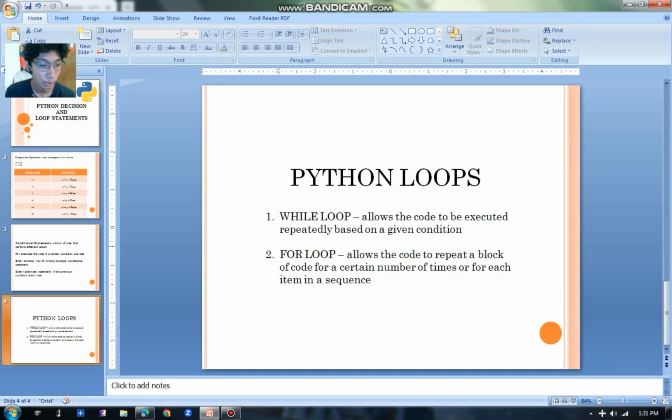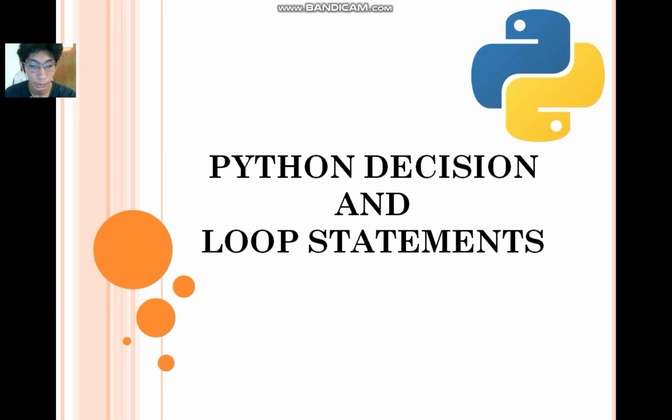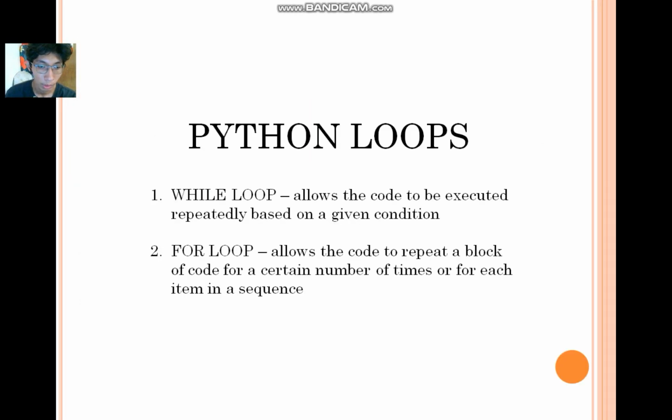Python loops. In programming, loops are a way of repeating a set of instructions or a block of code until a certain condition is met. It is useful for performing tasks that require repetition, such as counting, searching, or sorting an element in a list. First is the while loop. The while loop allows the code to be executed repeatedly based on a given condition.